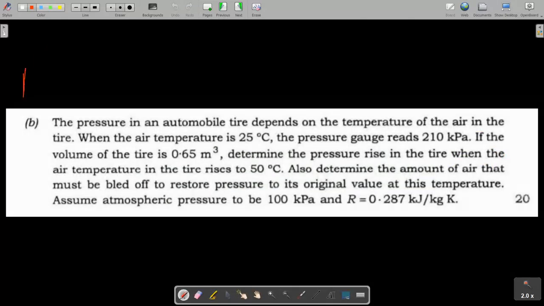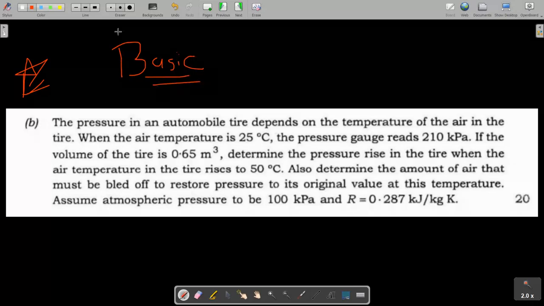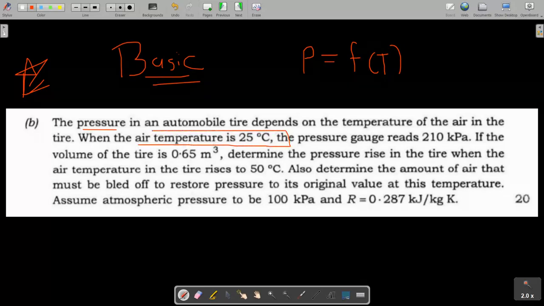So let's move to our technical section. This question can be solved if you know the basics, the first chapter of thermodynamics. The question is: the pressure in an automobile tire depends on the temperature of air in the tire. So pressure is a function of temperature. When the air temperature is 25 degrees Celsius, the pressure gauge reads 210 kilopascal.